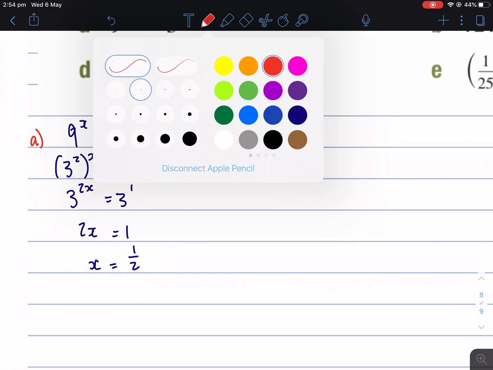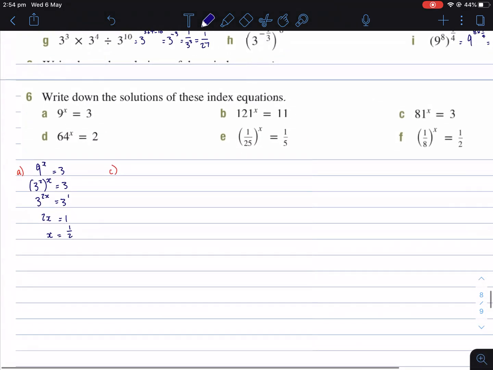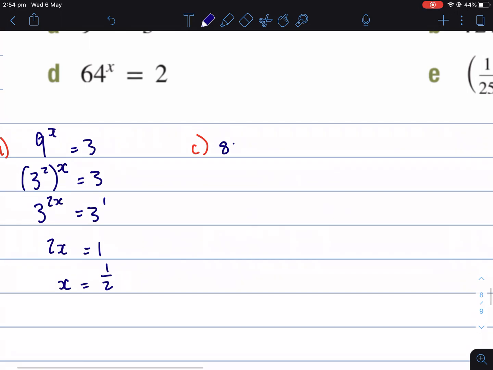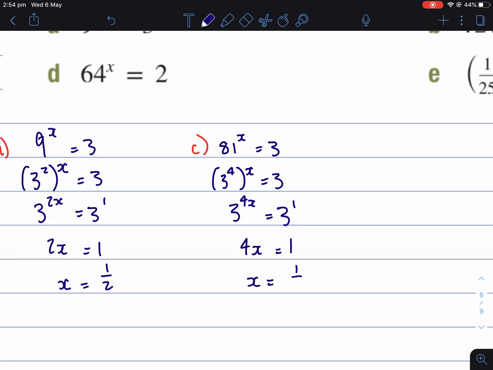Question C. What is C? 81 to the x equals 3. Now the base for these ones is going to be 3. So 81 is 3 to the 4, to the x equals 3. So this is 3 to the 4 times x. So 4x equals 3 to the 1. 4x equals 1, x equals 1 on 4.